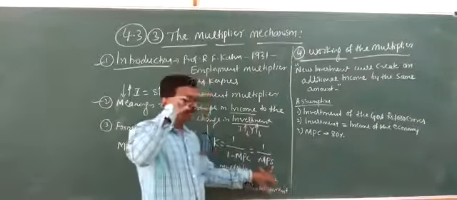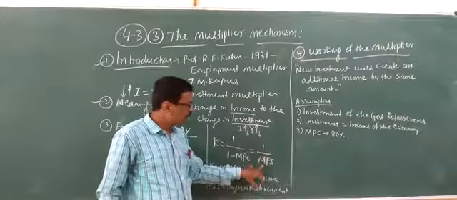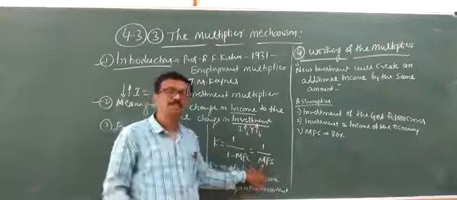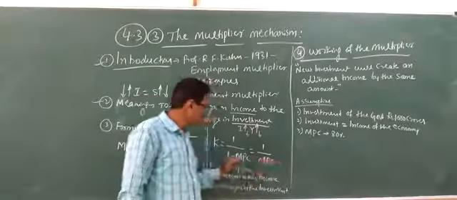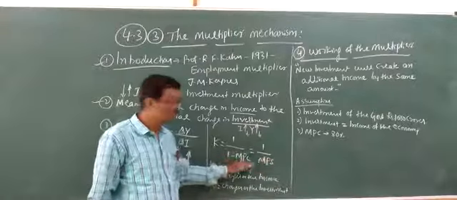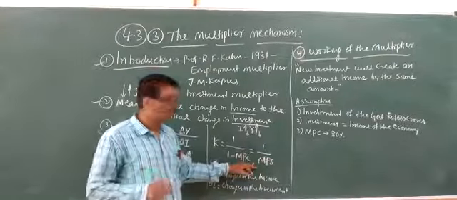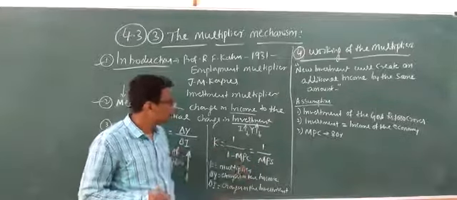Marginal propensity to save is nothing but the change in savings per unit change in income. Marginal propensity to consume is the change in consumption expenditure due to change in a unit of income. K is equivalent to 1 by 1 minus MPC.